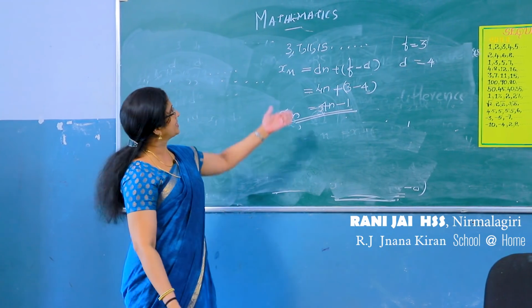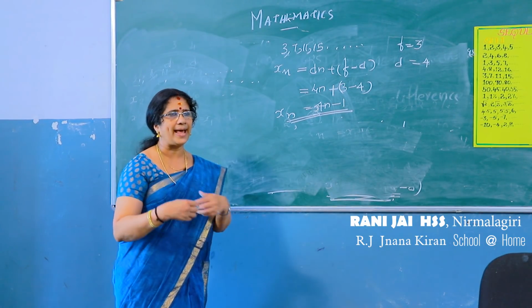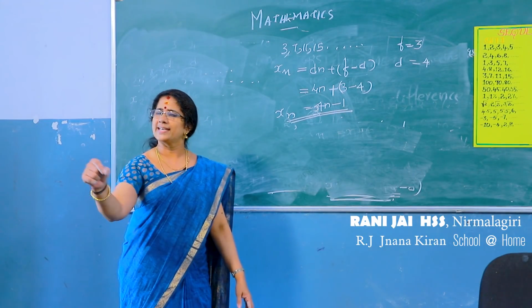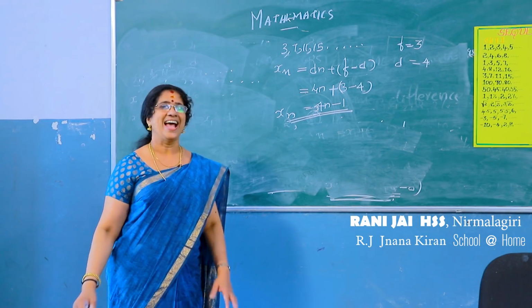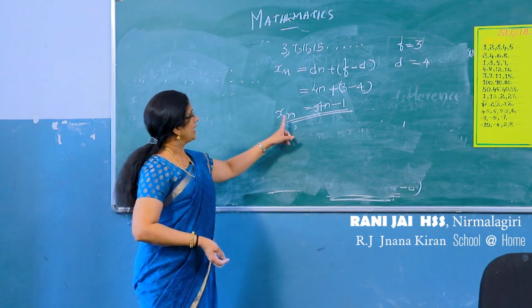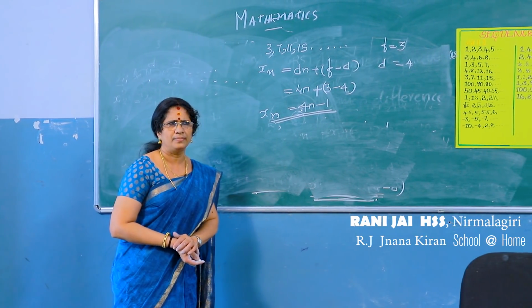Simply you can calculate this: dn plus f minus d. After doing some problems, without writing the formula, you can directly write the nth term. Just by observing that sequence, you can write, yes, this is the algebraic form. After doing so many problems, you should do so many problems. Now the nth term is equal to 4n minus 1. Understood all of you?